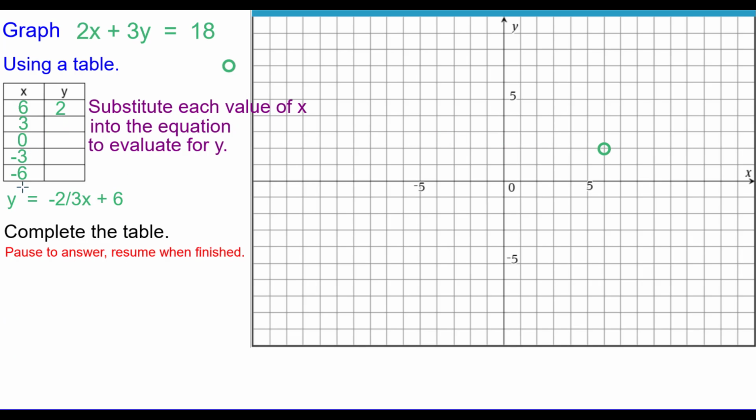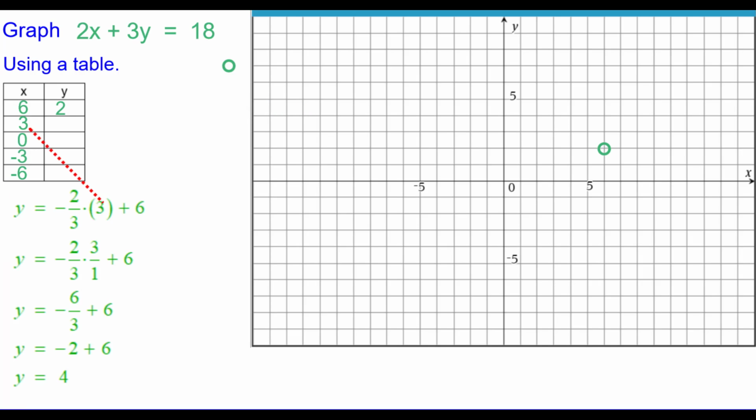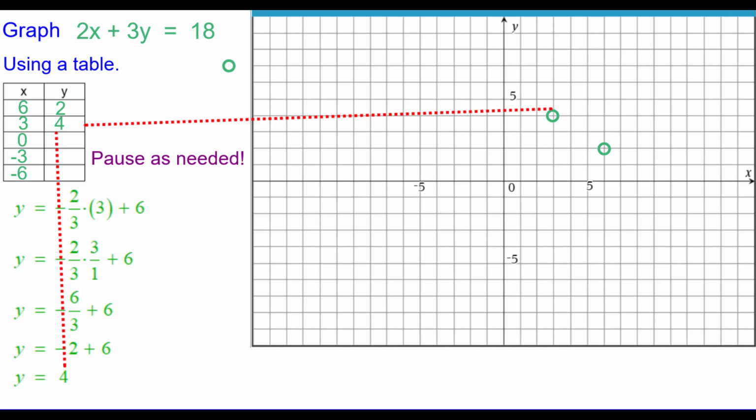We'd like you to complete the table by substituting these 4 values in one at a time and finding the corresponding value for y and placing it into the table. Pause to answer, resume when finished. So putting in 3 for x, we came up with y equal to 4. Again, pause as needed.